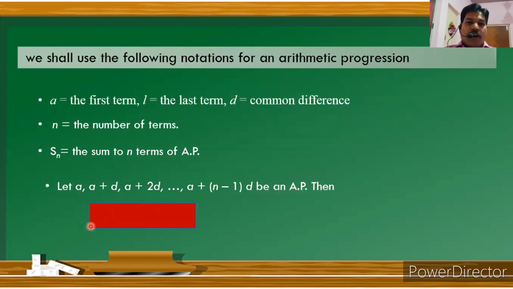So you have some formulas. What are the formulas? L is the last term, that is the nth term. What is the nth term? Already you know the formula: a plus n minus 1 into d. L is equal to a plus n minus 1 into d.